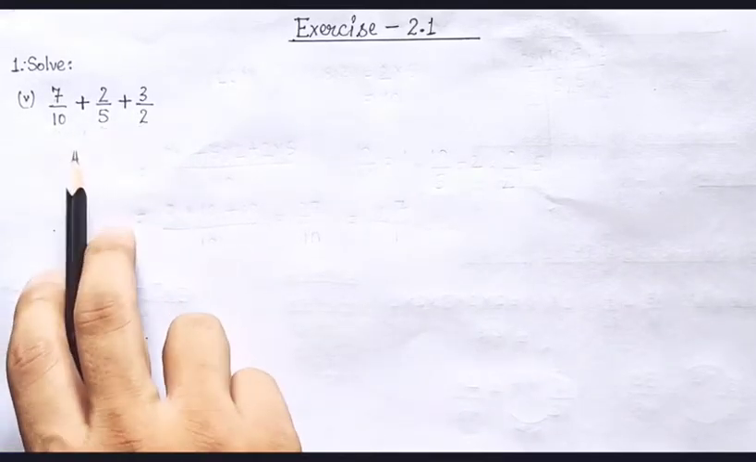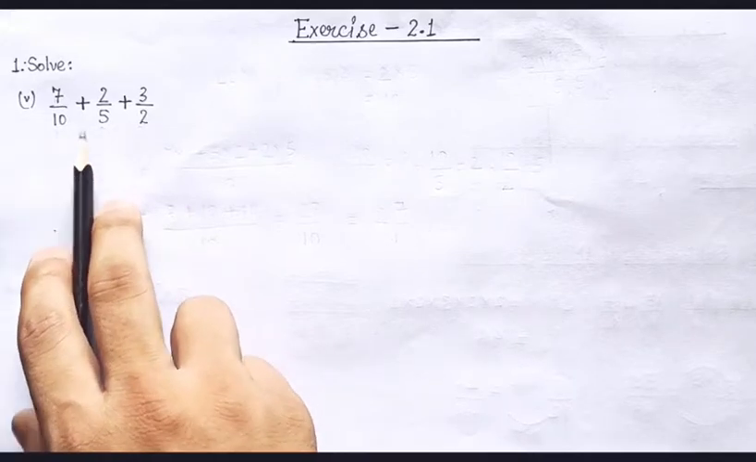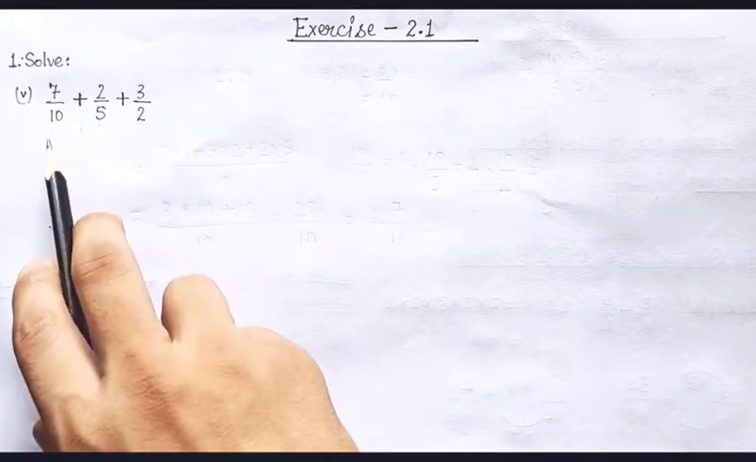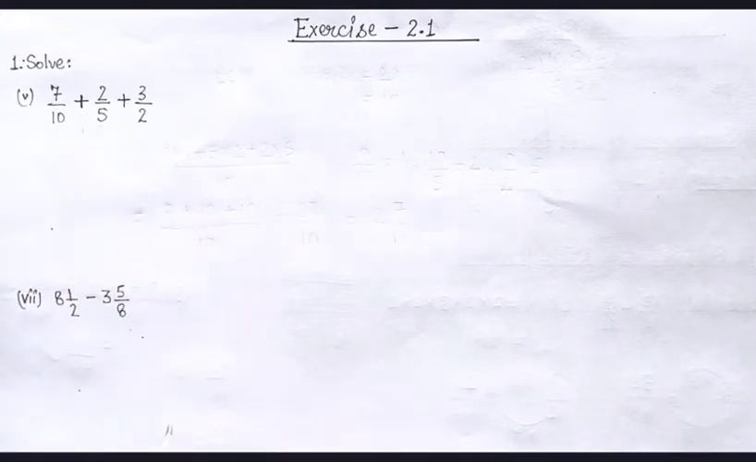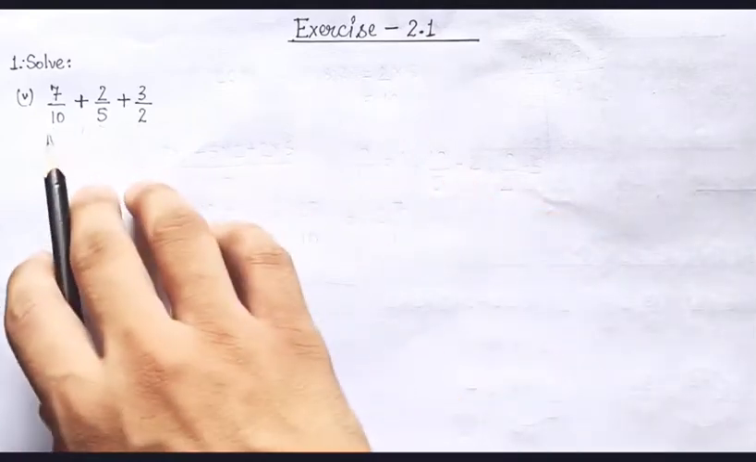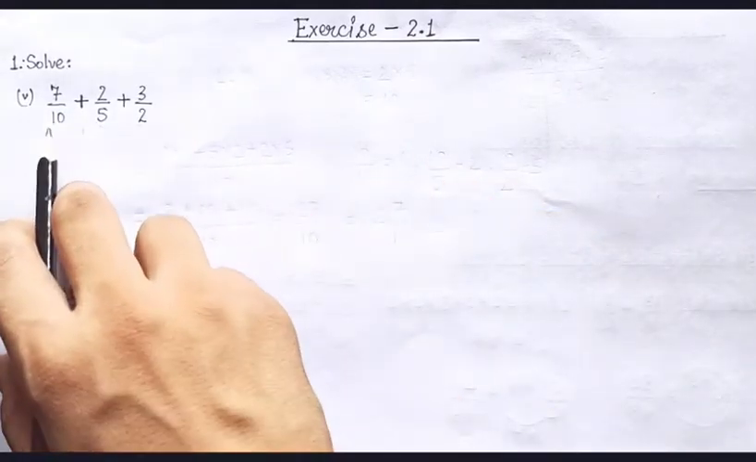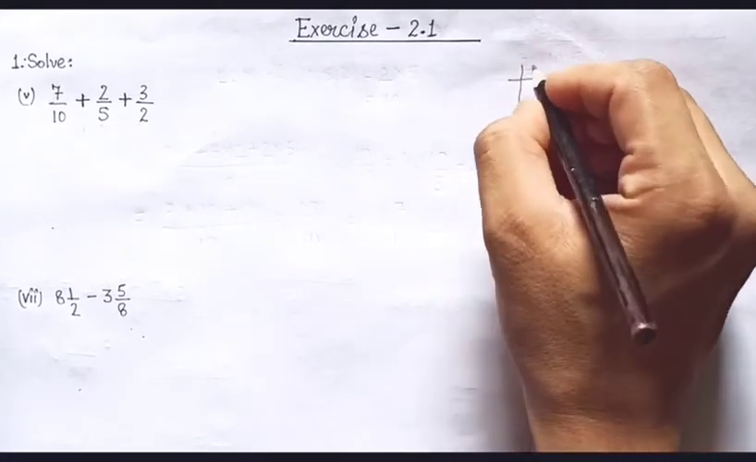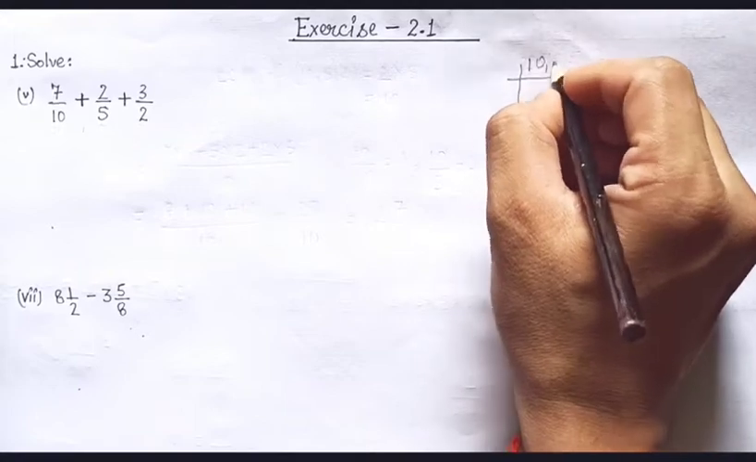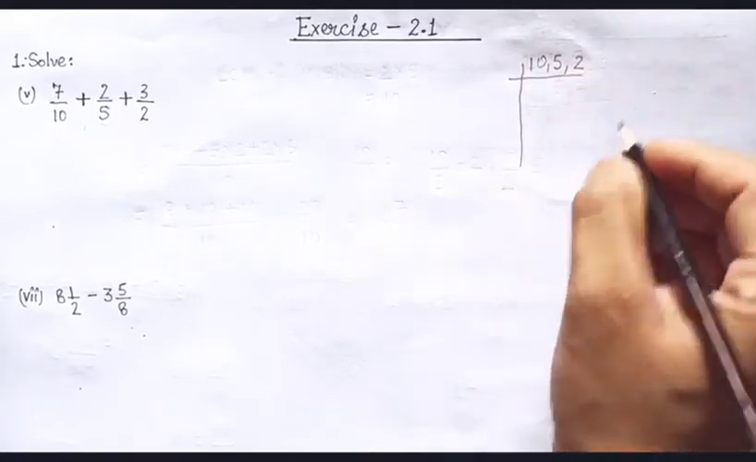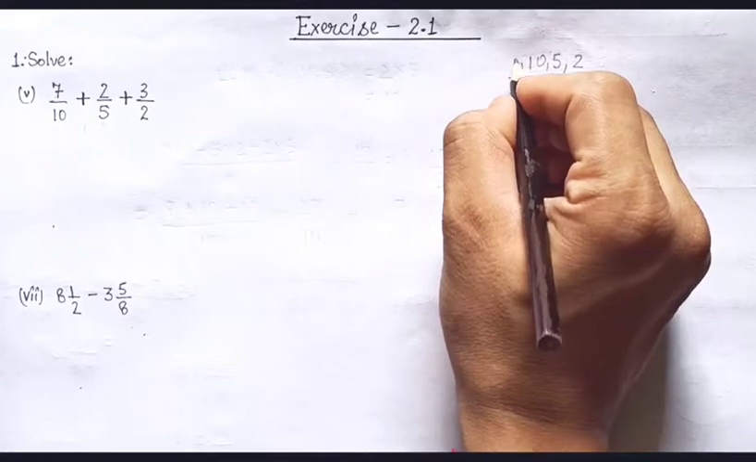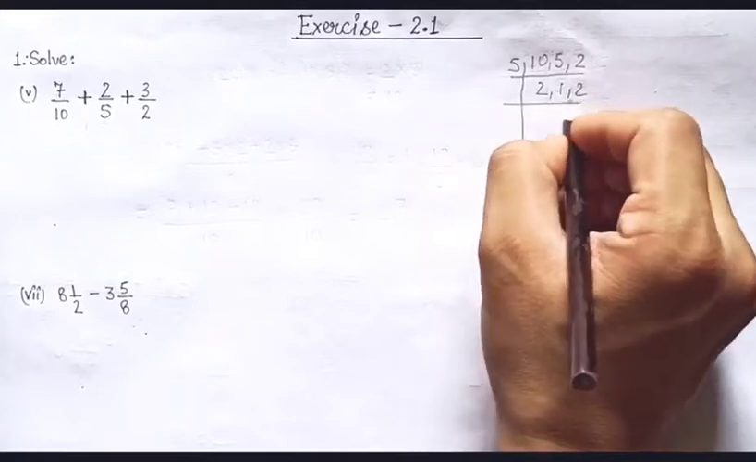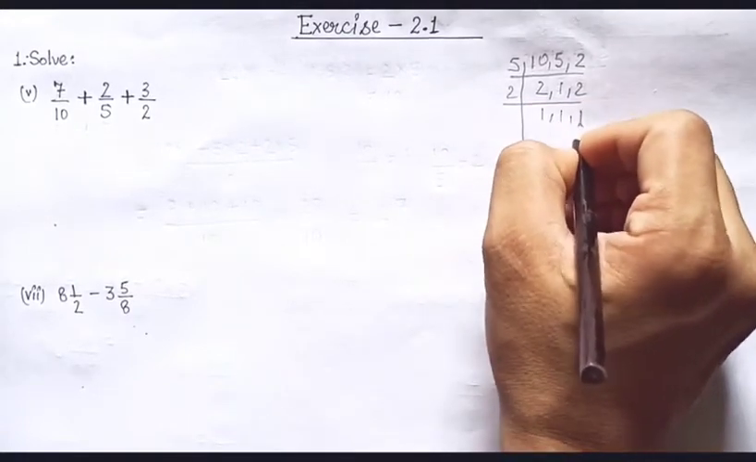From this question you can see that the given fractions have different denominators: 10, 5 and 2. So we can say the given fractions are unlike fractions. So how do we proceed? In order to add these fractions, first we have to take the LCM of the denominators. So first we take the LCM of the denominators, that is 10, 5 and 2. Now when we divide by 5, it comes out to be 2, 1 and 2, and again 2, 1, 1, 1.